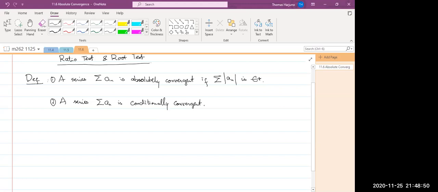Now, conditionally convergent if the series is convergent, but the series of the absolute is not convergent, is divergent. Okay, the series is called conditionally convergent if it is convergent but not absolutely. Okay, theorem. If a series is absolutely convergent, then the series itself must be convergent.